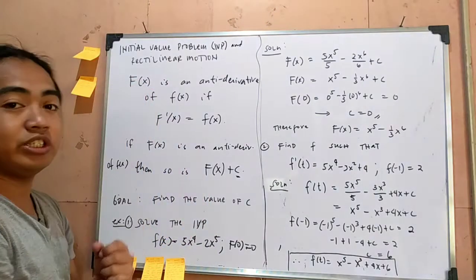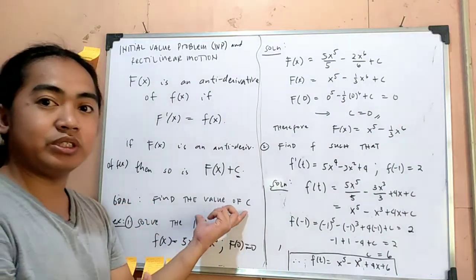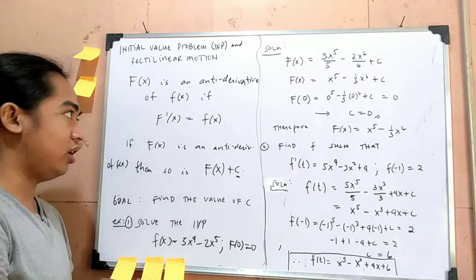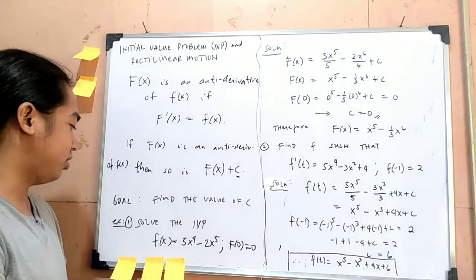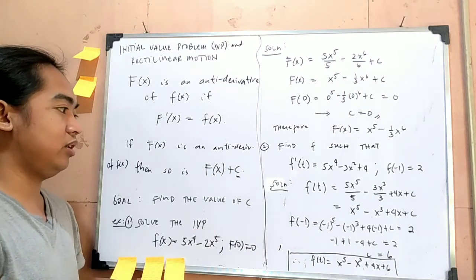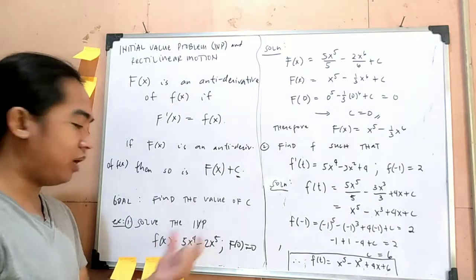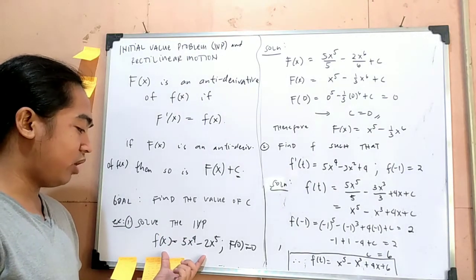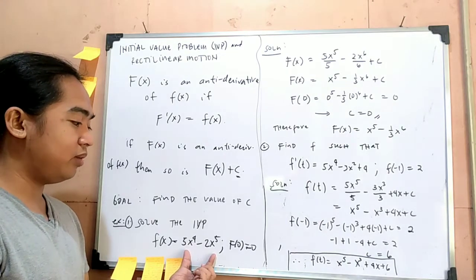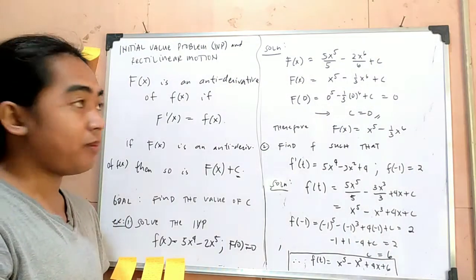So, yun yung ginagawa ng initial value problem. Given initial conditions, the goal is to find the value of c. Okay? So, may mga initial condition tayo on F of x or small letter f of x. So, let's try to illustrate that with a couple of examples. For example, we solve the IVP, the initial value problem. Yung small letter f of x equals 5x to the 4th minus 2x to the 5th with the initial condition F of 0 is equal to 0.